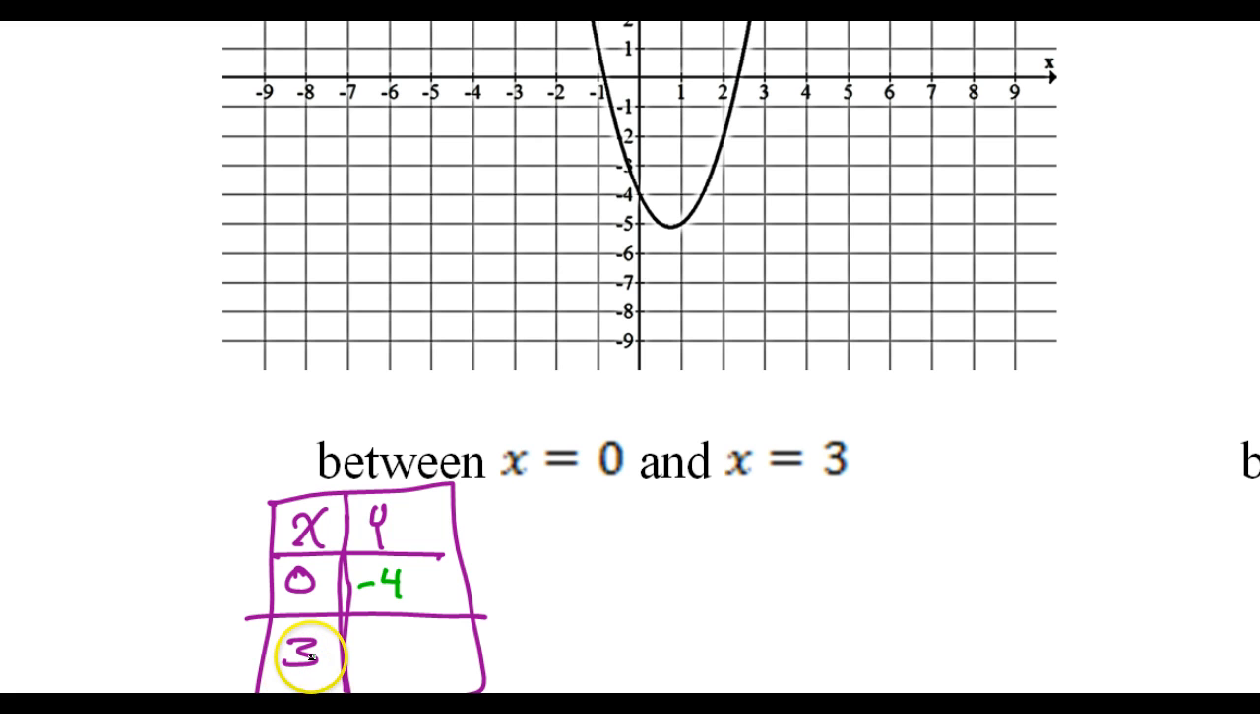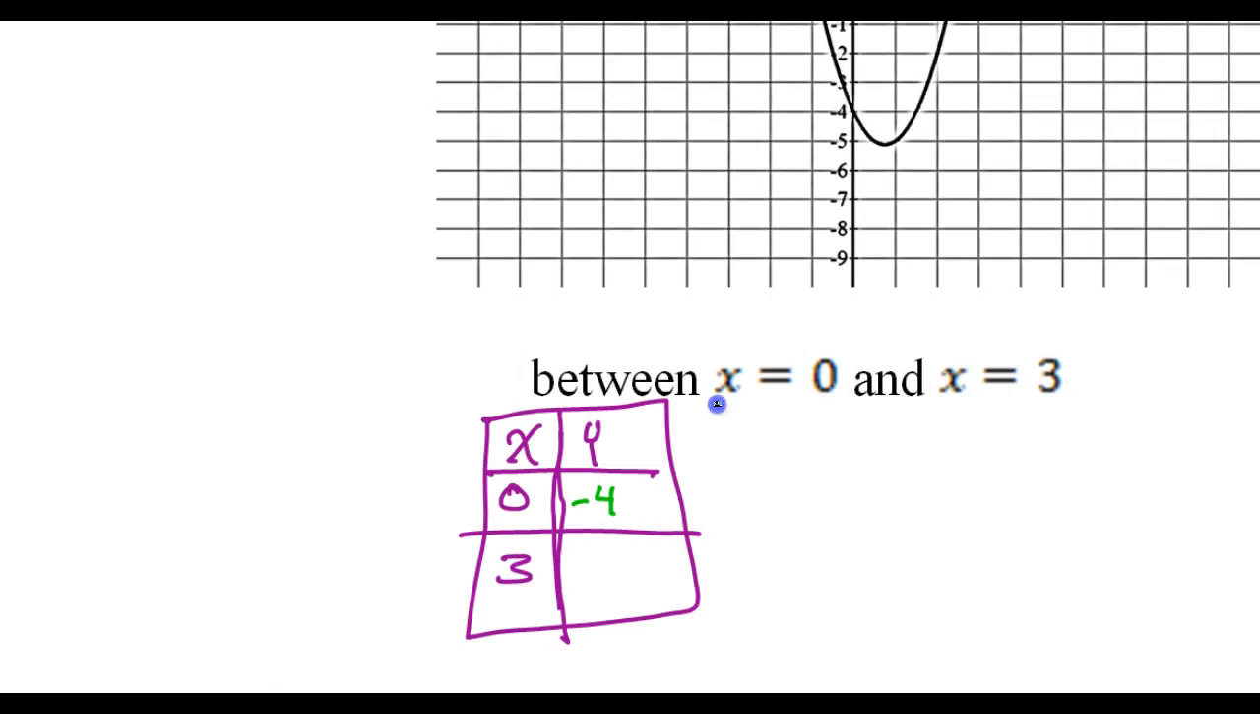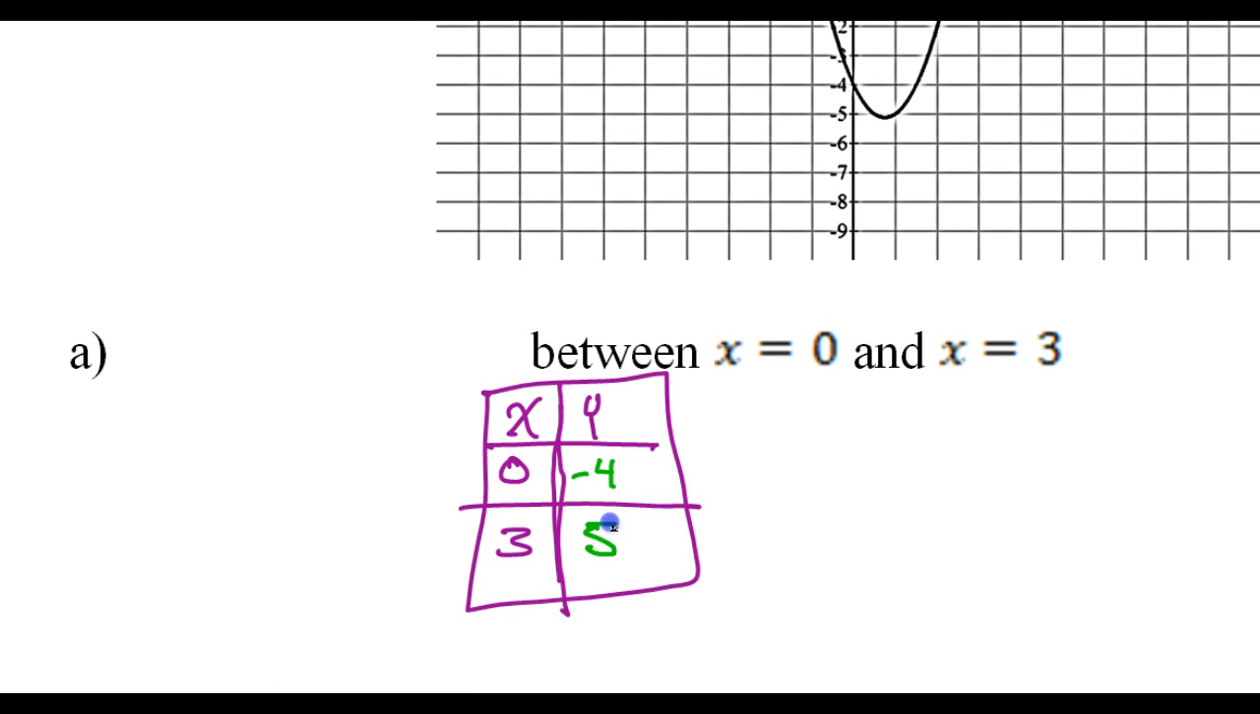Alright, what if I go over to an x value of 3? Here's an x value of 3 right here. I have to go up to get to the graph. Kabam! I land at 5 once I hit this graph. So 3 comma 5. So these are the 2 points that I will use to calculate the slope for part A.